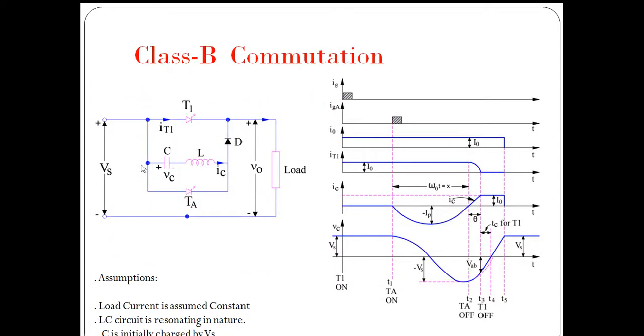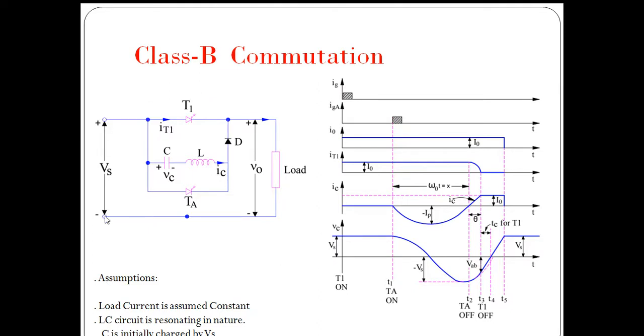So here this is the circuit diagram for class B commutation. This is our main thyristor. Our intention is to turn off this thyristor T1. In this commutation process, we are going to turn off main thyristor T1.